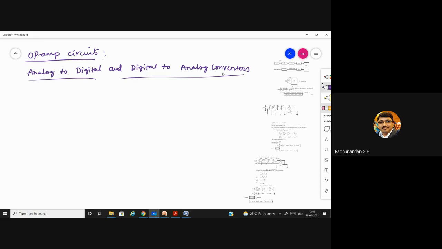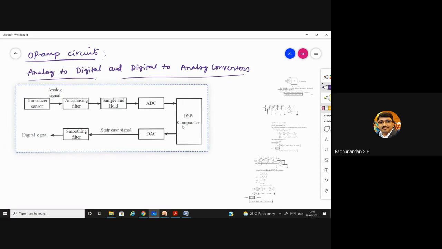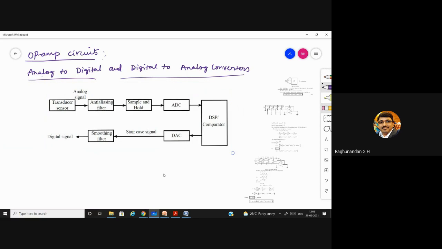So in this, we have the block diagram. This is the basic block diagram of A to D and D to A converter. Here you can see in the beginning we are having a transducer. A transducer is a device which is going to convert one form of signal to another form of signal. As I gave you the example of the sound signal, my mic is a transducer.